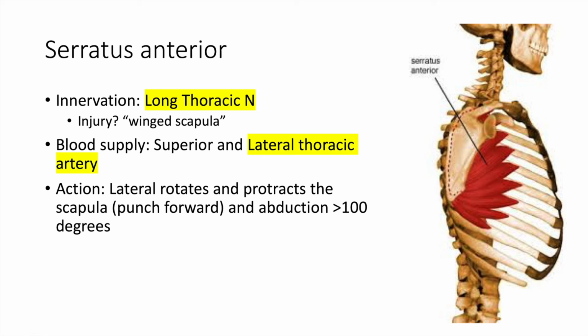So the action is that it's going to laterally rotate and protract that scapula, so it's like punching forward. And then abduct it. I think of abducting like if I'm getting abducted into space, so I'm moving my arms up, and that's past 100 degrees. We're going to talk about all of the abductors, but it's important to know that that's the last part of my abduction.